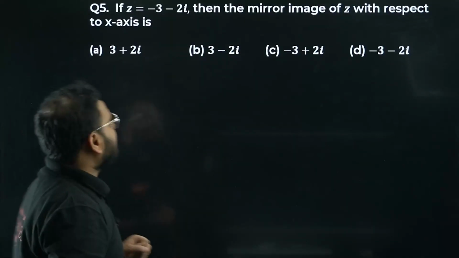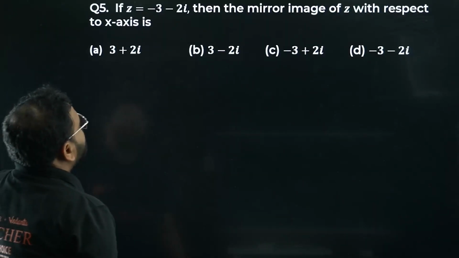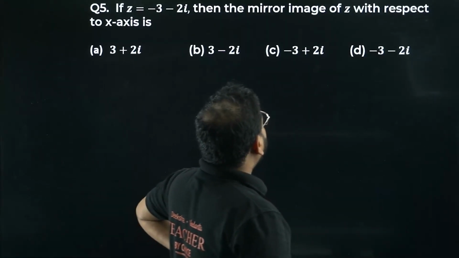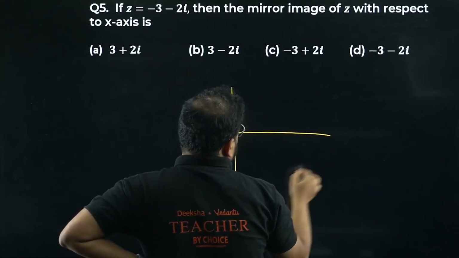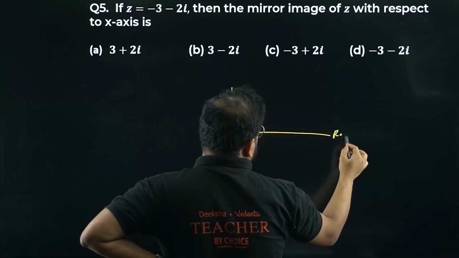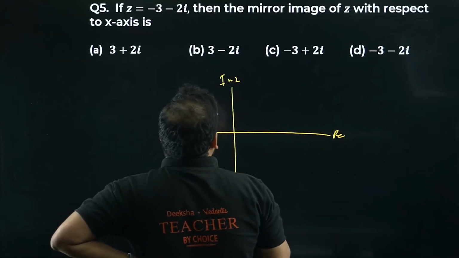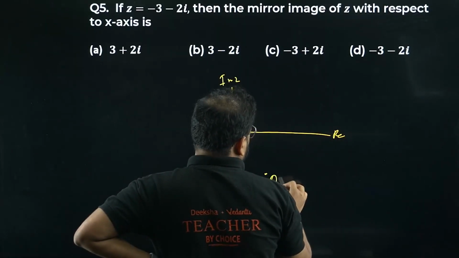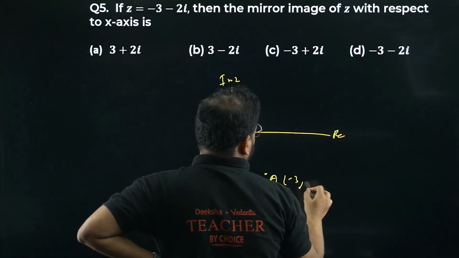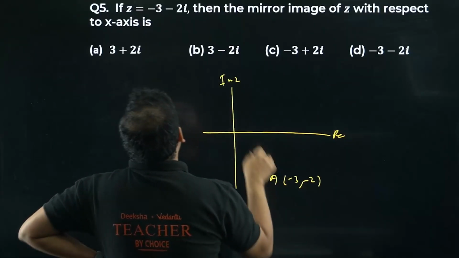Fifth one. The last question from this topic. Z equals minus 3 minus 2i. Then the mirror image. This is the real axis, imaginary axis. I get minus 3 minus 2i somewhere over here. Please check, this is a point A, minus 3, minus 2. Image of this about the x-axis.